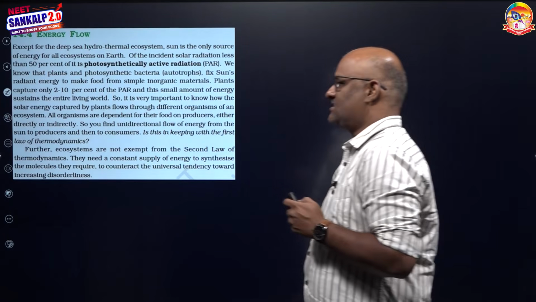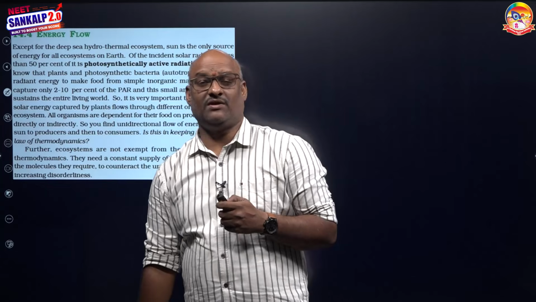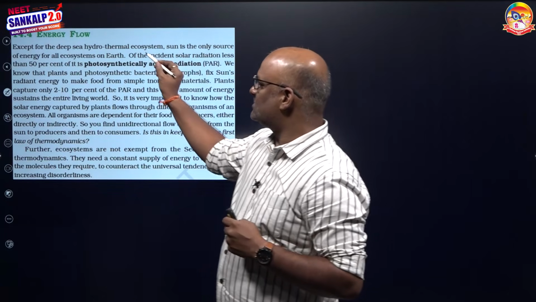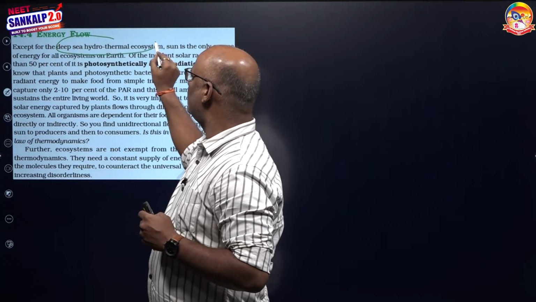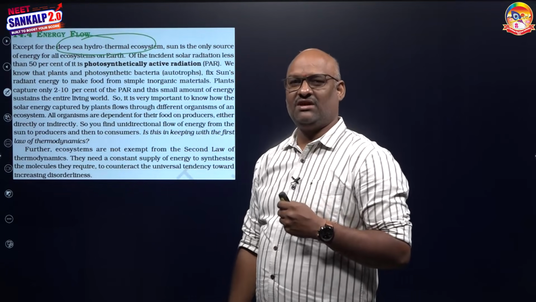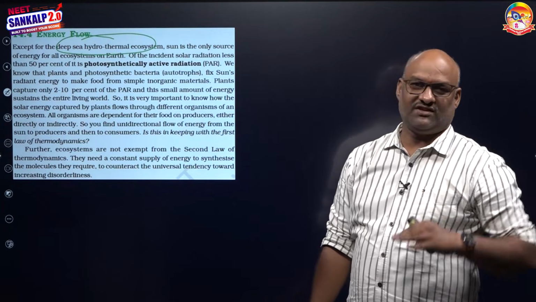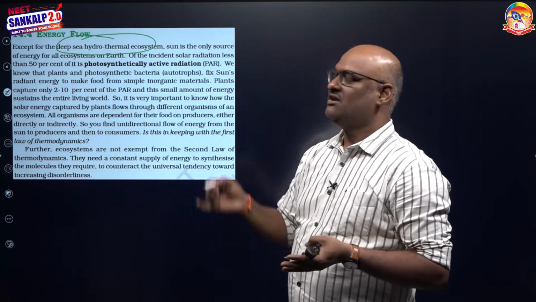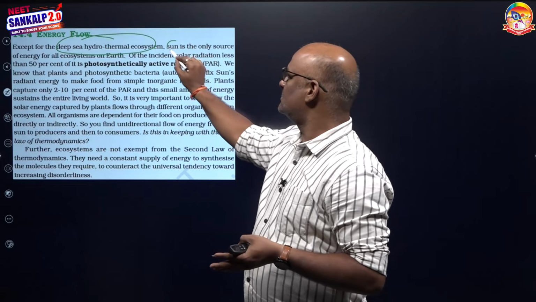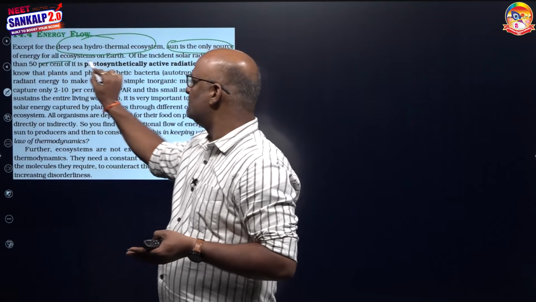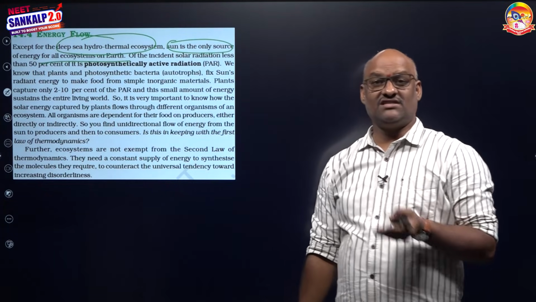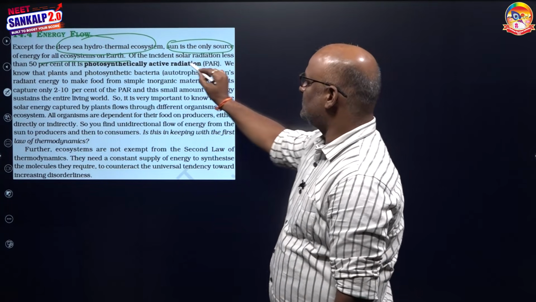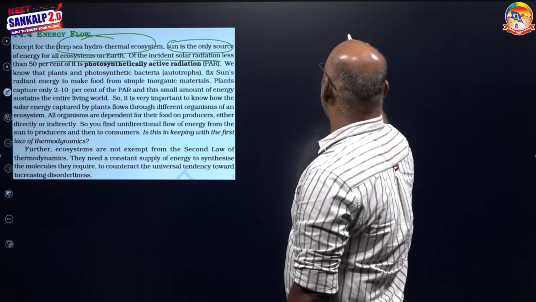Now the next basic component of the ecosystem is energy flow. For all the ecosystems except deep sea hydrothermal ecosystems, where the vents are present at the bottom of the sea and the sun is most probably not available, the sun is the only source of energy for all the ecosystems on the earth. Of this, we take ISR.